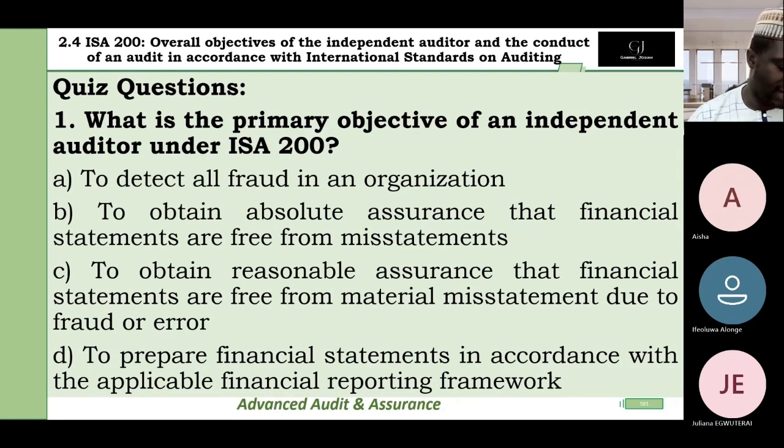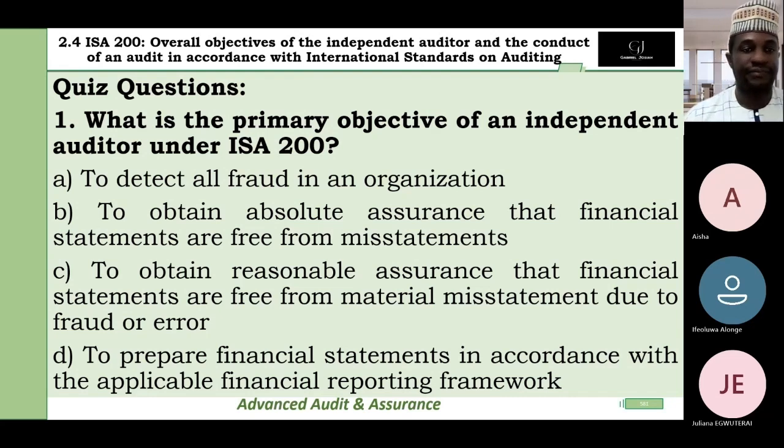All right, so let's go back to number 1. What is the primary objective of an independent auditor under ISA 200? A, to detect all fraud in an organization. B, to obtain absolute assurance that financial statements are free from misstatements. C, to obtain reasonable assurance that financial statements are free from material misstatements due to fraud and error. Okay. I is picking C. Then D, to prepare financial statements in accordance with the applicable financial framework. C. So, okay. J picked C, I picked C, A picked B.